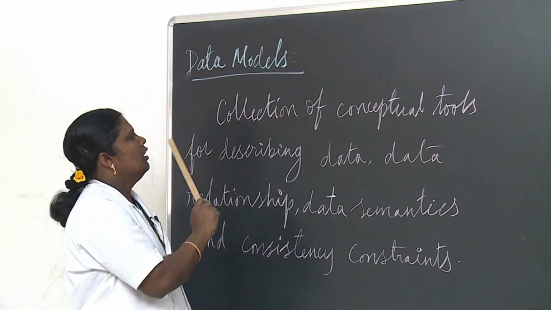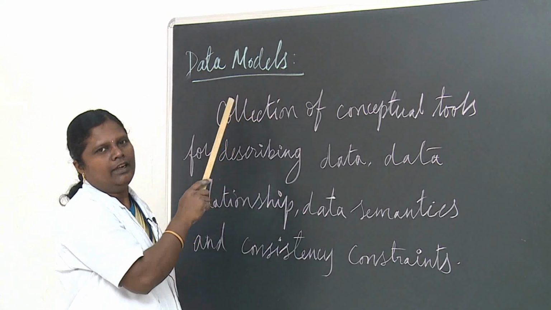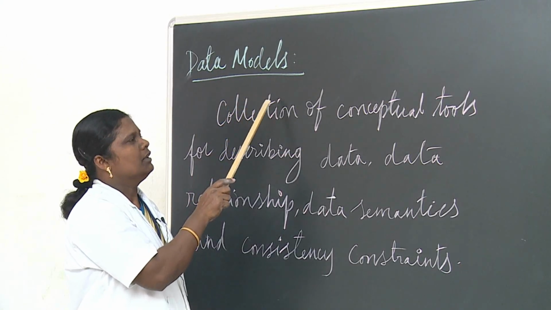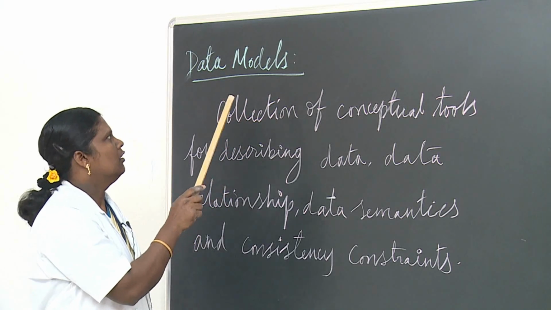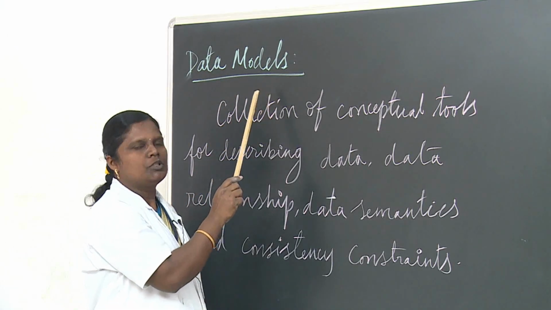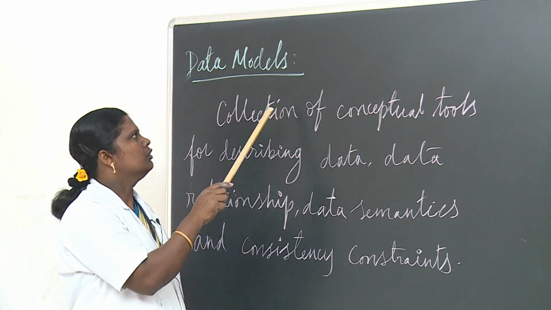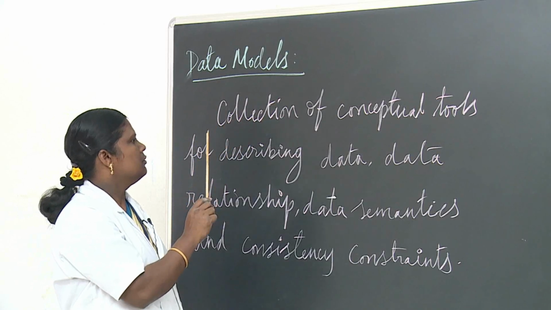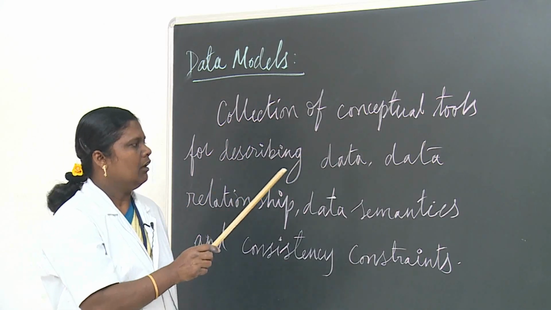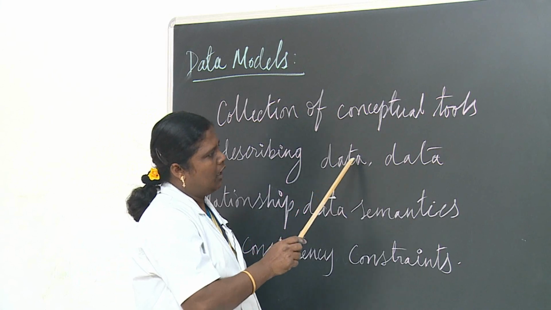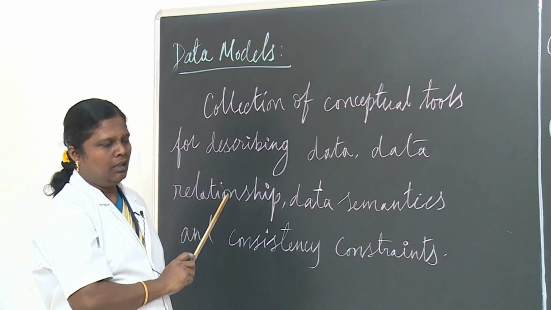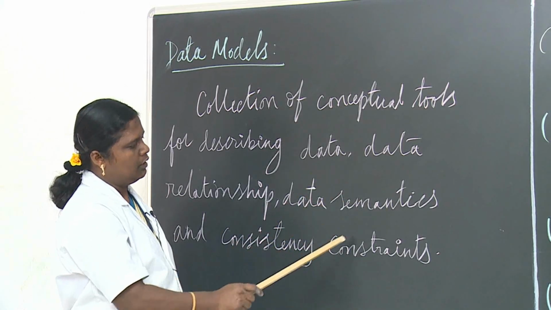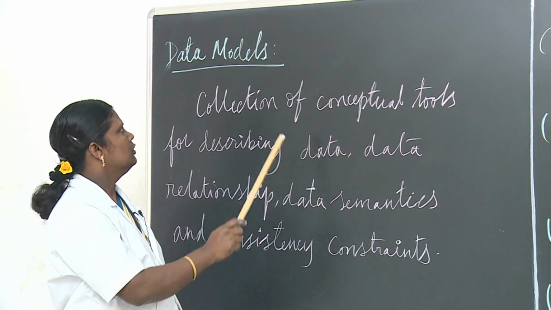Data models. These data models describe the real world perspective of database systems. Various real world problems are solved by the database system. So this is used to represent the real world view of the database system. It describes the data in the database, its data relationships, data semantics, and its consistency concepts. All these concepts are described through data models.